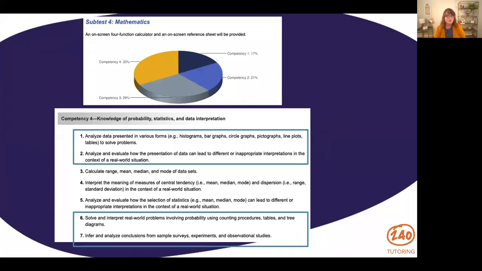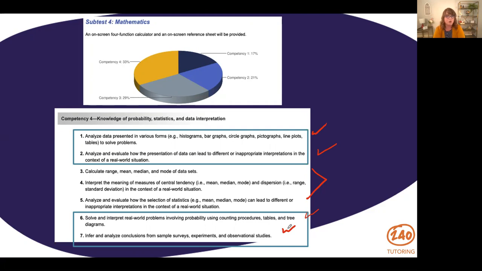Now, last week, we talked about skills 3 through 5. I kind of lumped these together a little bit differently. So last week we looked at these skills 3 through 5 that had to do with measures of central tendency. So I lumped those together because the questions go together so easily. Today we're looking at skills 1, 2, 6, and 7.